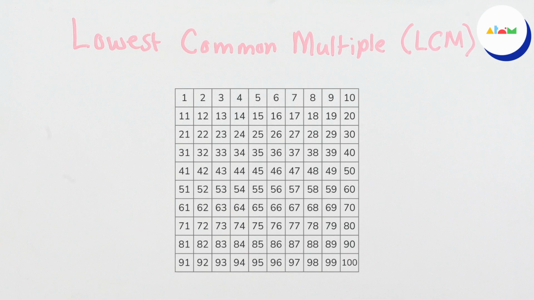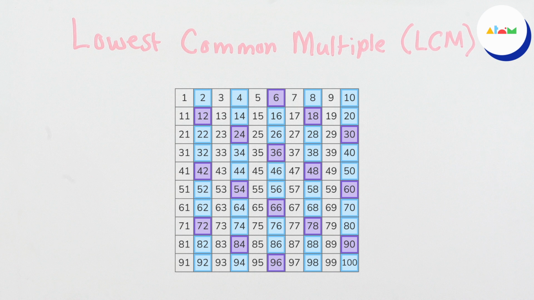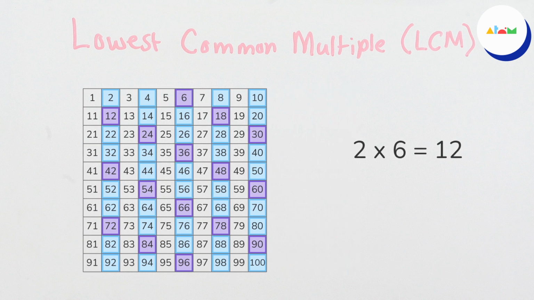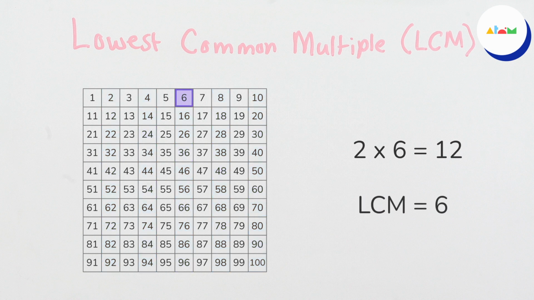Let's look back at the 100 square. What is the lowest common multiple of 2 and 6? That means the smallest whole number, or integer, that is divisible exactly by 2 and 6 without a remainder. The product of 2 times 6 is 12, but the lowest common multiple of 2 and 6 is 6.